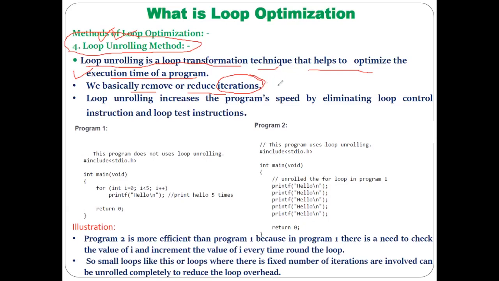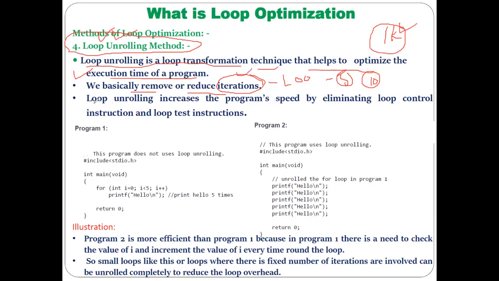Okay, now one more important thing you should keep in mind: loop unrolling can be done if you know that the number of iterations is going to be very small, 5 or a maximum of 10. Then the compiler applies loop unrolling. But if the number of iterations is going to be 1000, then loop unrolling is not recommended. It is not a good technique if you have 100 or 1000 iterations. If you have a small number of iterations, then loop unrolling, that is removing or reducing the iterations, can be applied. Okay, what is the reason?